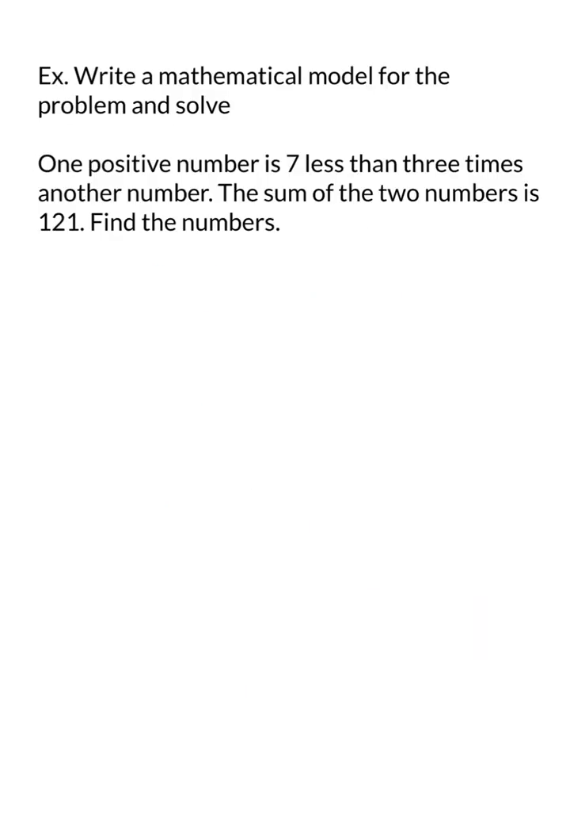All right, so these are actually the beginning of your assignment. Write a mathematical model for the problem and solve. One positive number is 7 less than 3 times another number. The sum of the two numbers is 121.